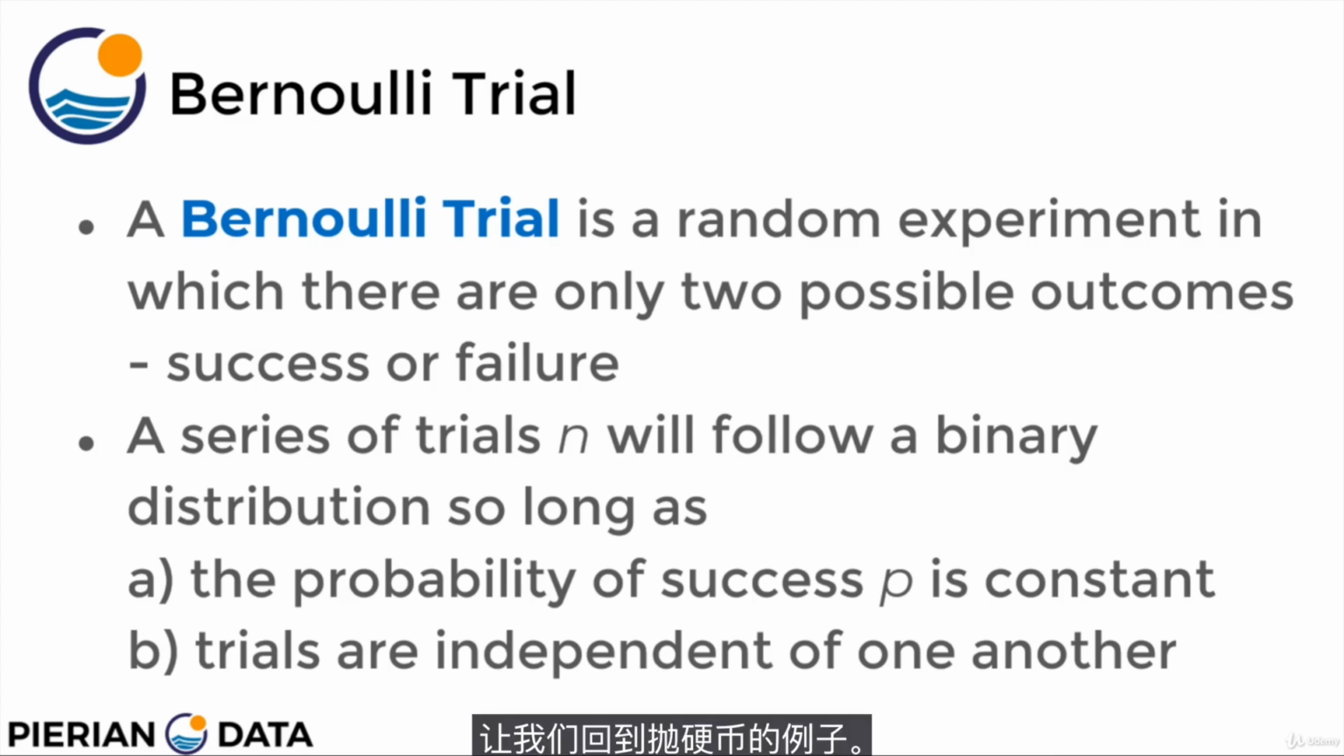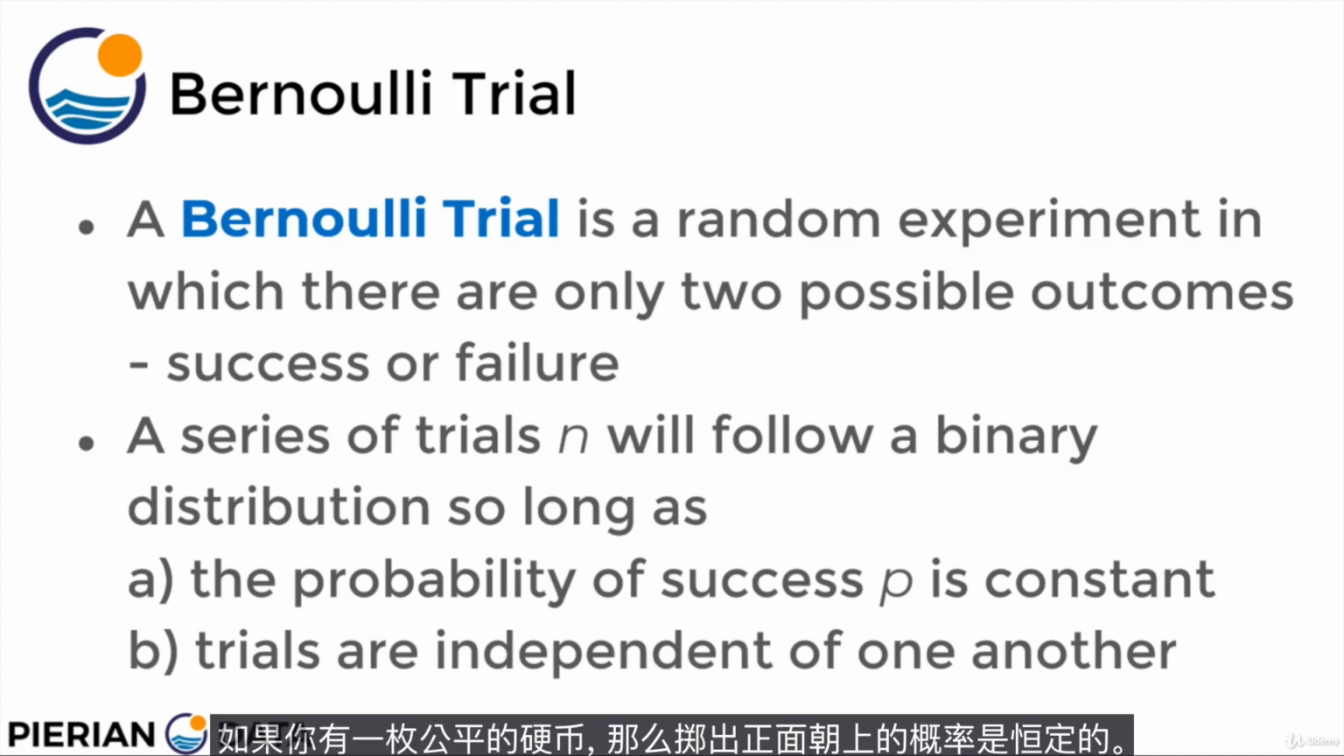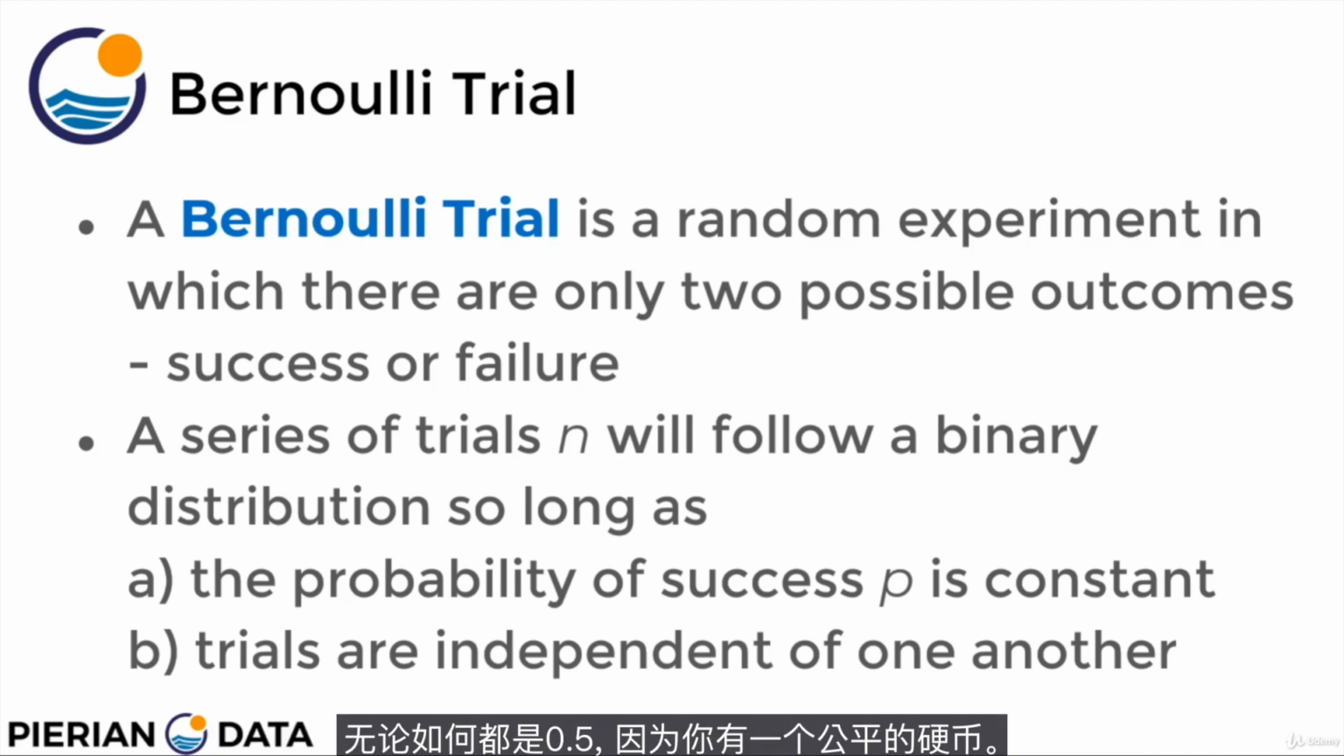So let's go back to that example. We're flipping a coin, and if we flip heads, we get success. So let's see if that meets the first term. The probability of success p is constant. Well, if you have a fair coin, then the probability of flipping a heads is going to be constant. It's going to be 0.5 no matter what, because you have a fair coin. So that condition is met.